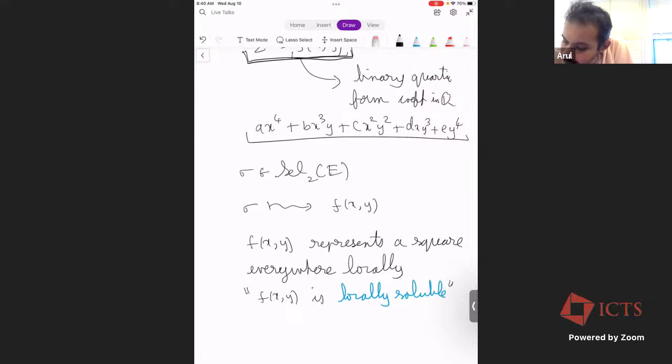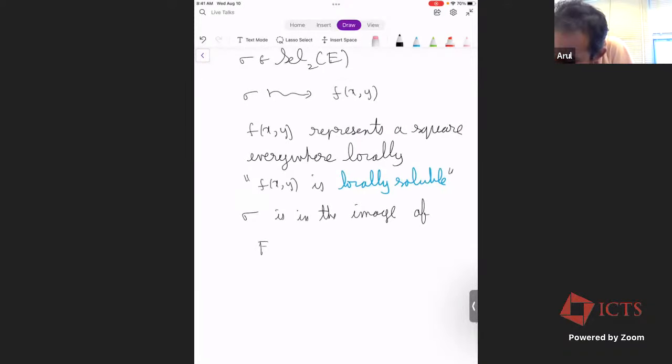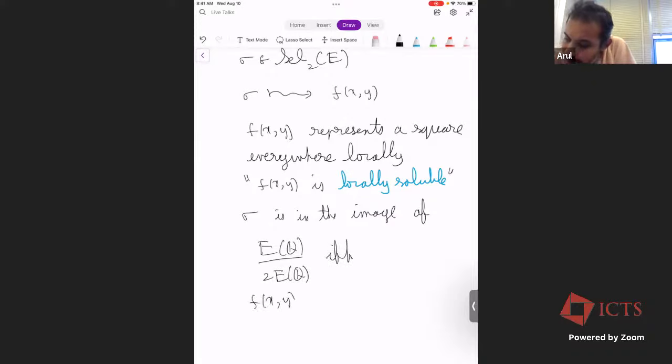Moreover, sigma is in the image of E[Q] mod 2 E[Q] if and only if f(x, y) represents a square over Q, which is to say f(x, y) must take a square value.